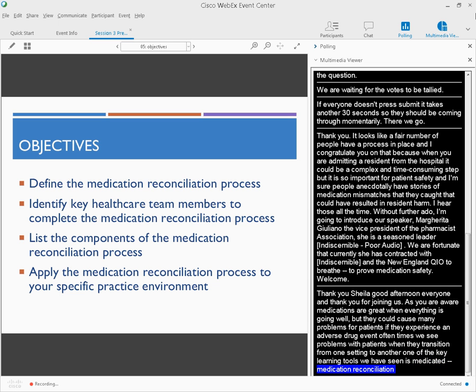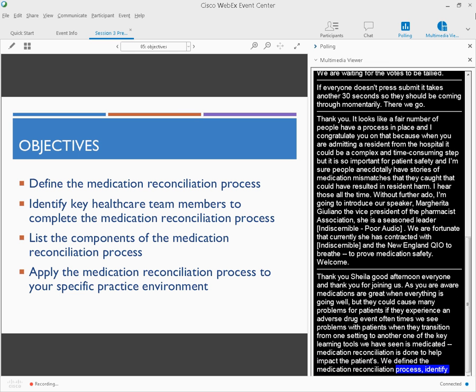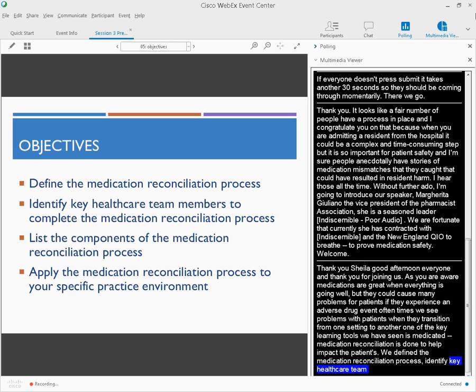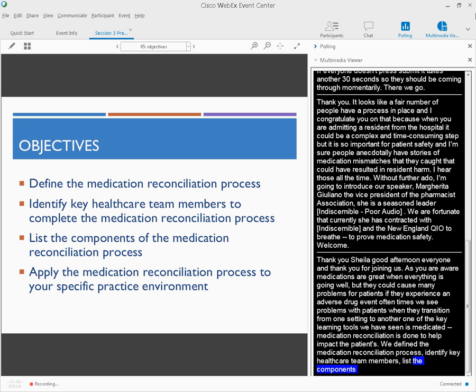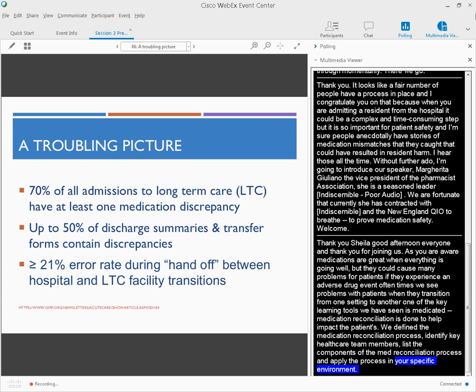Our objectives for today include defining the medication reconciliation process, identifying key healthcare team members to complete the MedRec process, list the components of the med reconciliation process, and apply the process in your specific environment. A troubling picture for sure. These statistics speak for themselves.